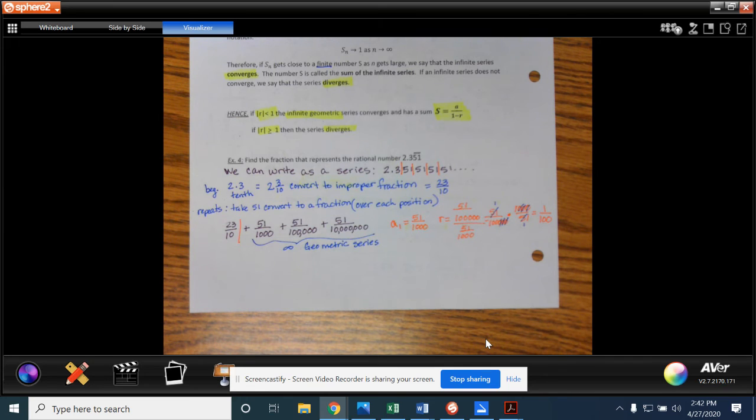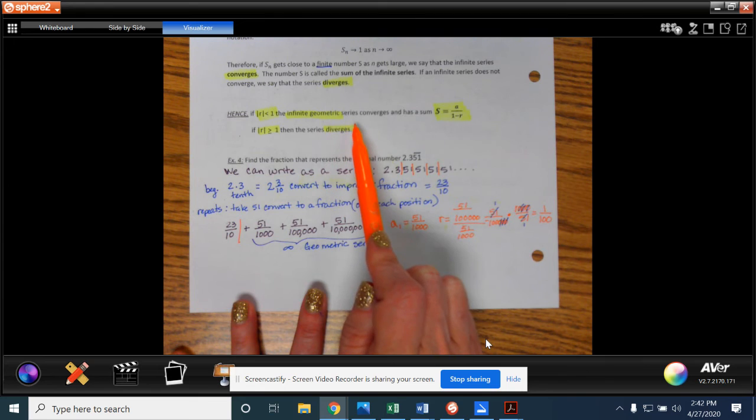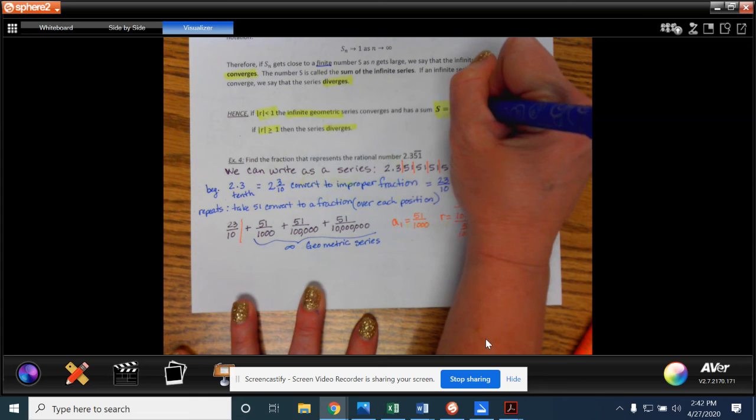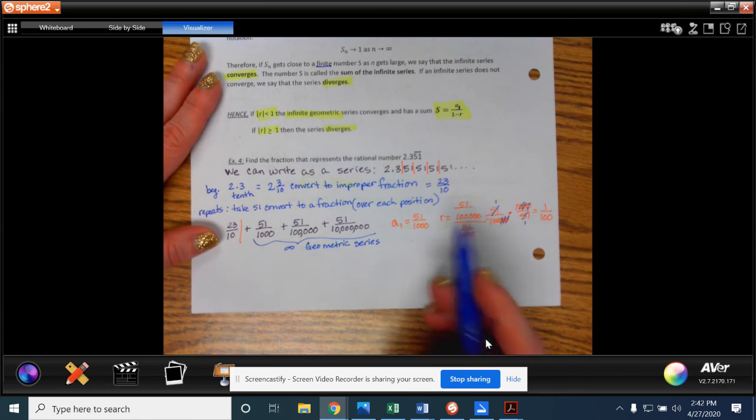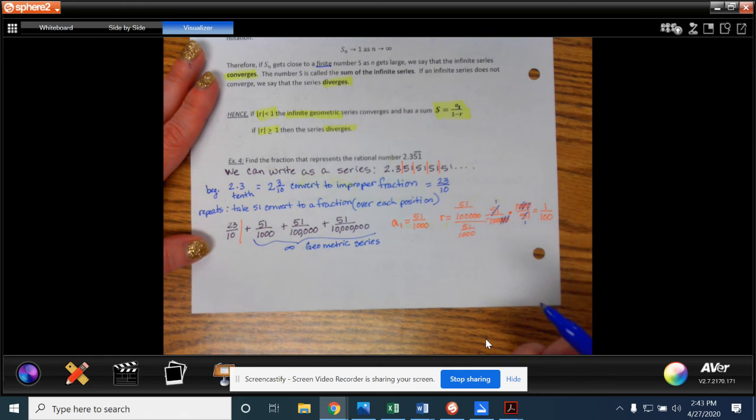Now, my formula from before indicated how to find it. And that is my A1. If it's an infinite geometric series, I have A, which really is your A1. Let me just add that little 1 in there. It's the first position in that series. So I have, because I'm asked to find the fraction that represents the rational number, I need to find where it converges. I need to find where that finite number is.